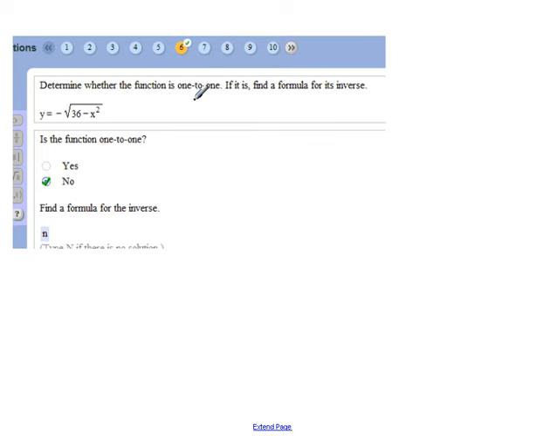Determine whether the function is one-to-one. If it is, find a formula for its inverse. Couple ways we could do this. We could enter this on the graphing calculator. If we enter it on the graphing calculator and graph that function, what we're going to find is something that looks like this, which is not one-to-one because it does not pass the horizontal line test.